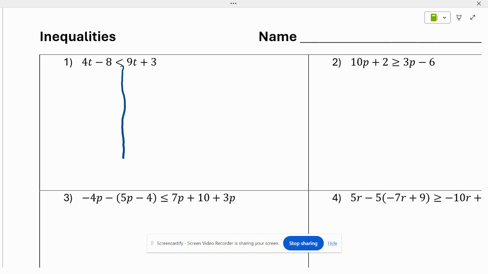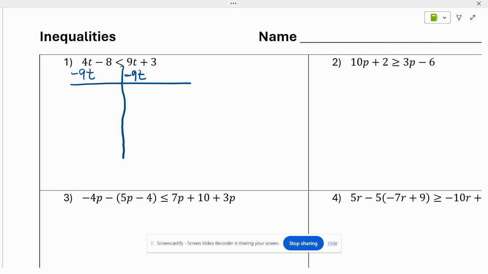So let's see, I'm going to solve this inequality. Gianna, what would you do first? And remember that you always want the variable to be on the left side. You want x is greater than y, so you always want the variables on the left. I'm going to subtract 9t first. Is that okay? I'm going to move the variable first. I always move the variable to the left.